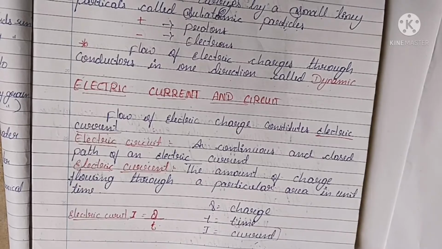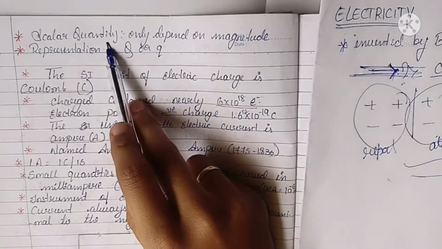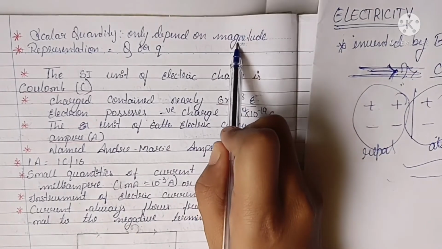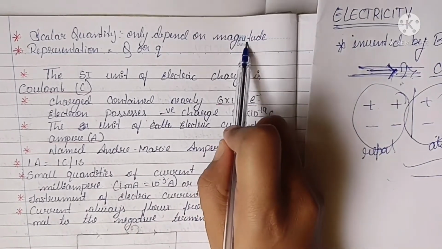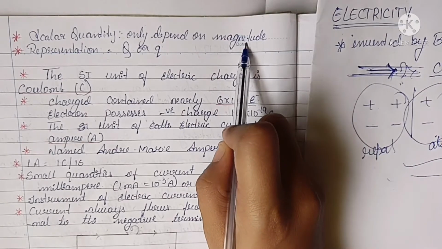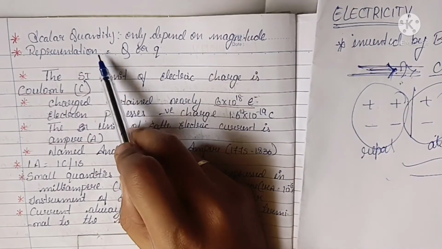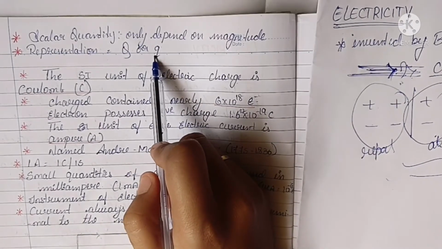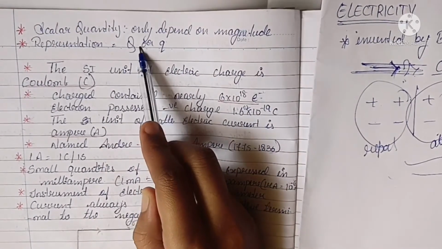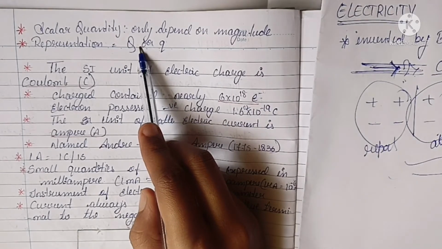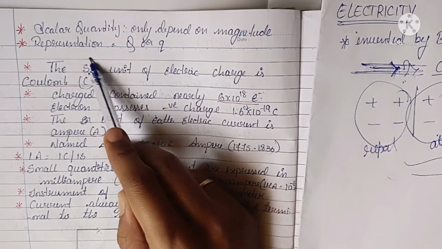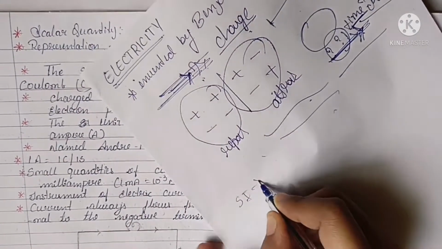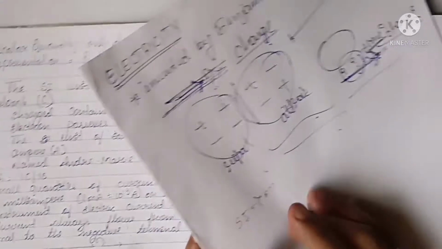Clear? The charge is a scalar quantity. What do you mean by scalar quantity? Which has magnitude, or which depends only on the magnitude, not on direction. Fine. So charge is represented by Q or small q, as I mentioned already. And in physics, if we know about any new factor, for that factor there will be an SI unit. What do you mean by this SI unit? See, the SI unit is the measuring unit.